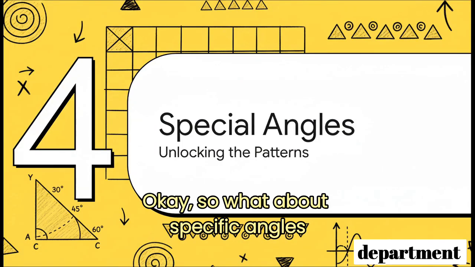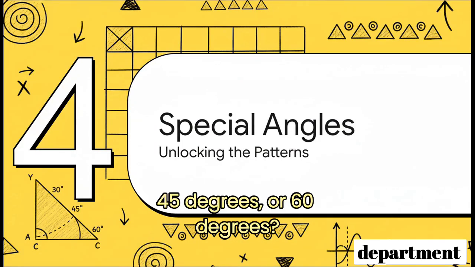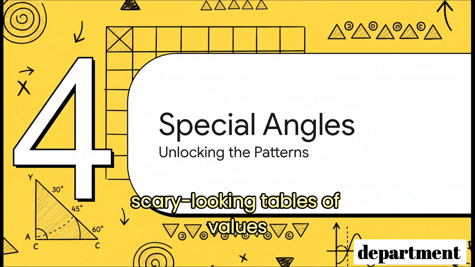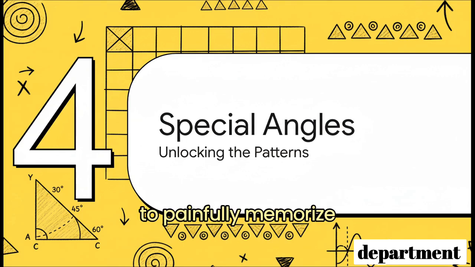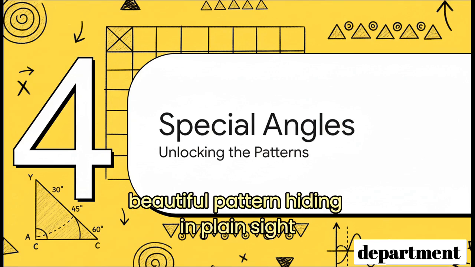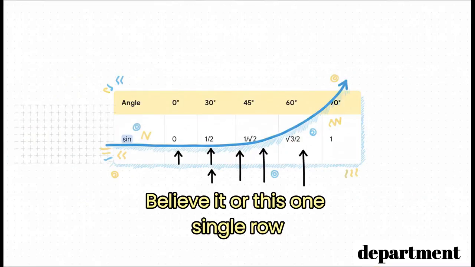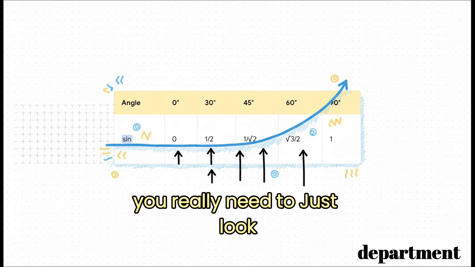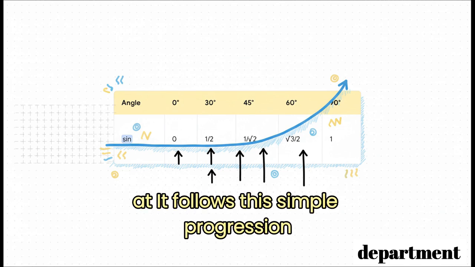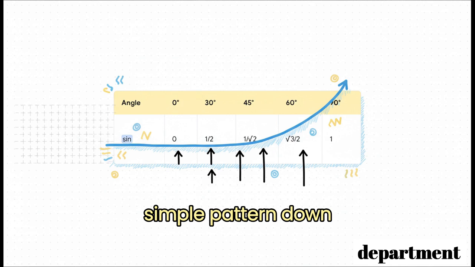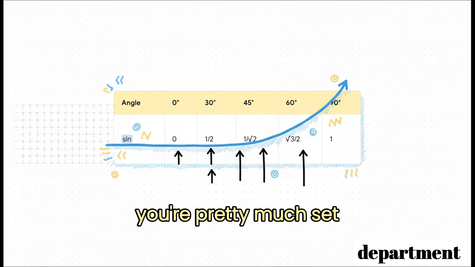Okay, so what about specific angles, like 30 degrees, 45 degrees, or 60 degrees? You've probably seen those giant, scary-looking tables of values that seem like something you just have to painfully memorize. Well, forget memorization. It's all about seeing a simple, beautiful pattern hiding in plain sight. Believe it or not, this one single row of values for sine is all you really need to know. That's it. Just look at it. It follows this nice, simple progression starting at 0 and climbing up to 1. If you can just get this one simple pattern down, you're pretty much set.